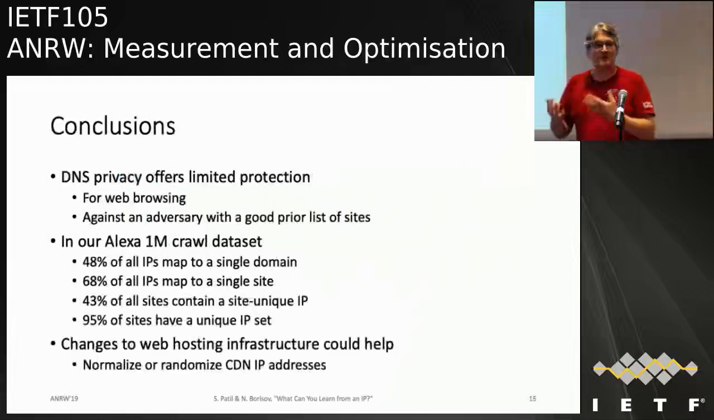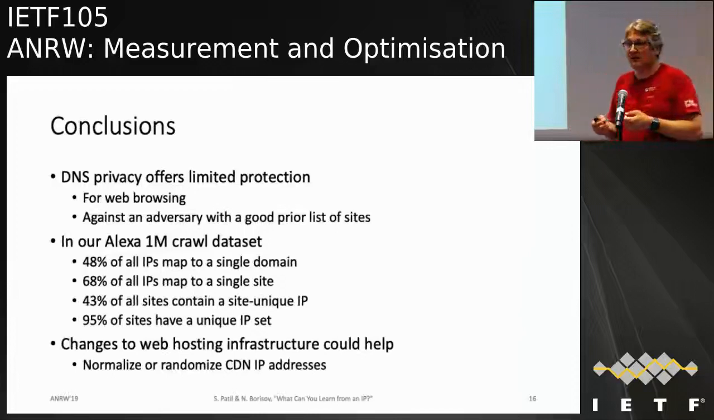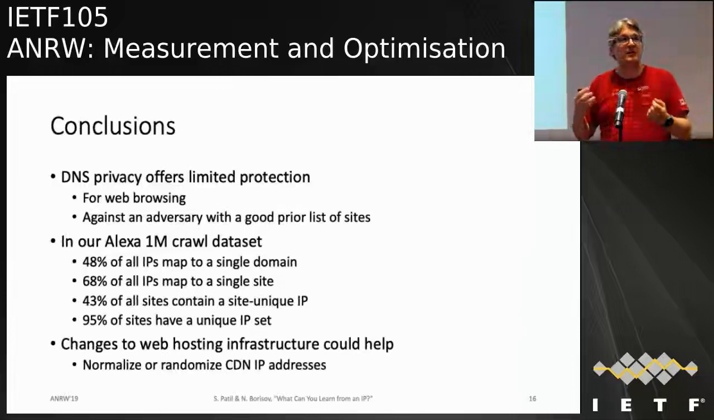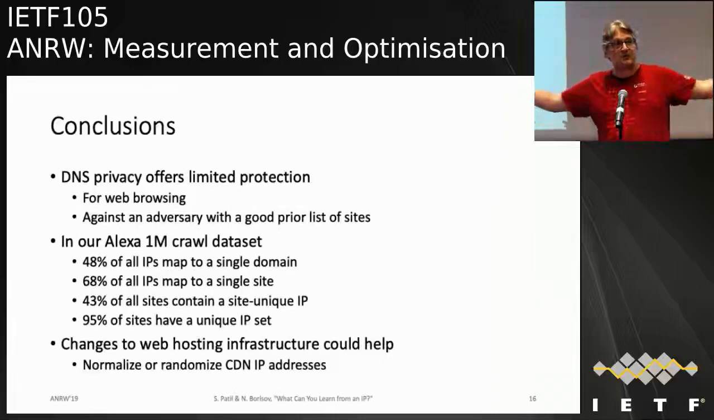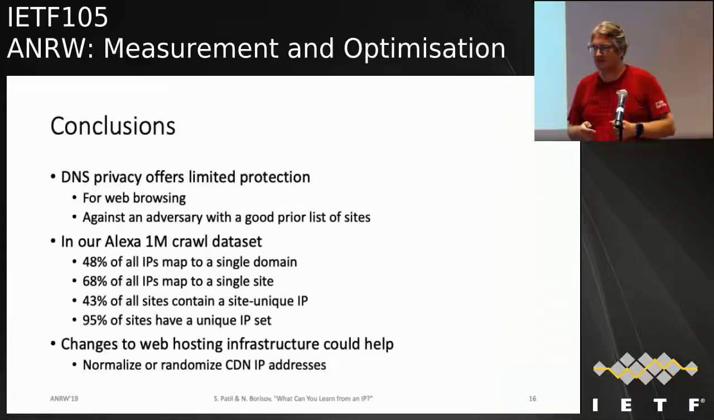So let me quickly sum up. I think it is exciting that we're now moving to the place where DNS privacy could happen. On the other hand, within the context of web browsing, against an adversary who has a pretty good idea of a set of websites you might be visiting, even if the set is quite large, 1 million sites, you get very limited privacy protection from DNS privacy.